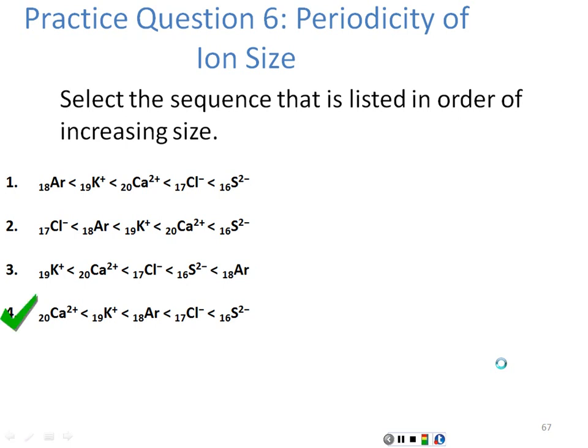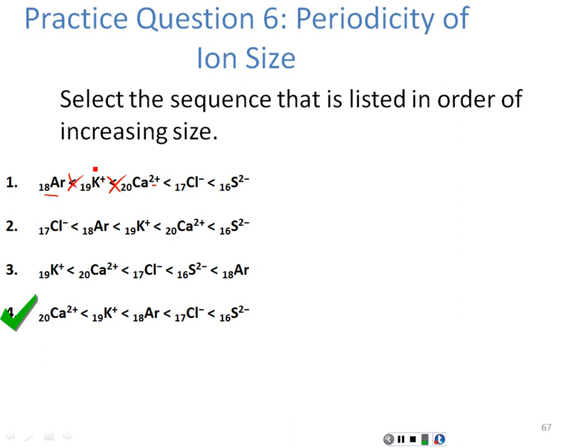So the correct choice is 4. And why is that? Well, let's look at some of the other choices. Number 1, we see argon. It's saying argon is smaller than potassium, and potassium 1+ is smaller than calcium 2+, and both of those are incorrect.